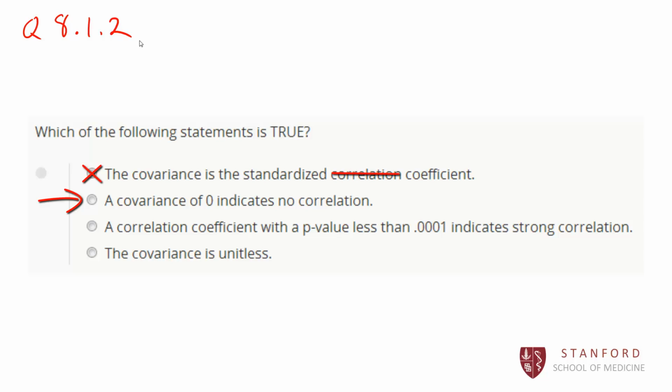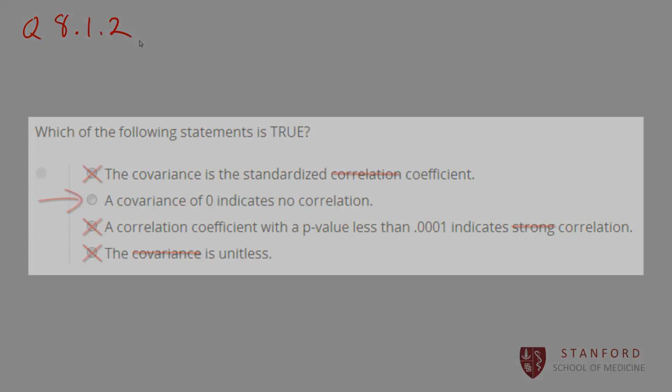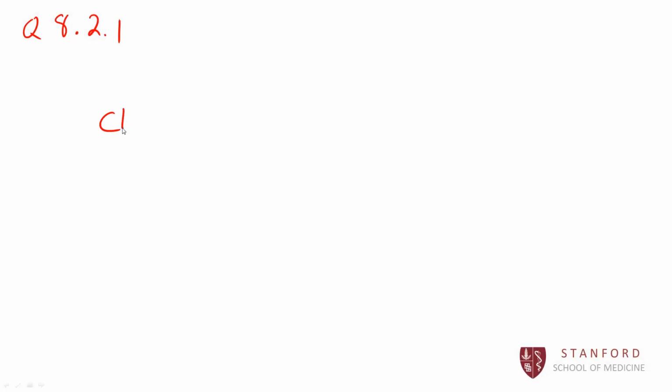C is incorrect because a correlation coefficient with a highly significant p-value does not necessarily indicate a strong correlation in terms of the magnitude of the correlation. You could have an R of 0.001 that was highly statistically significant if your sample size was big enough. And D is incorrect because it's the correlation coefficient that's unitless. The covariance has units.